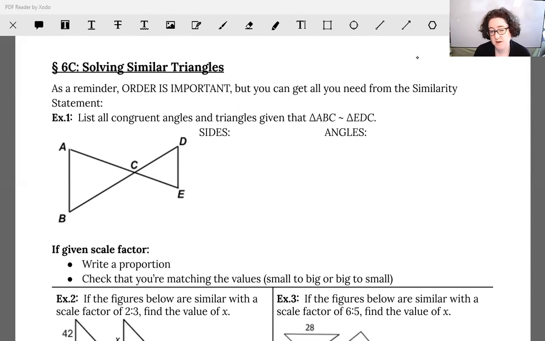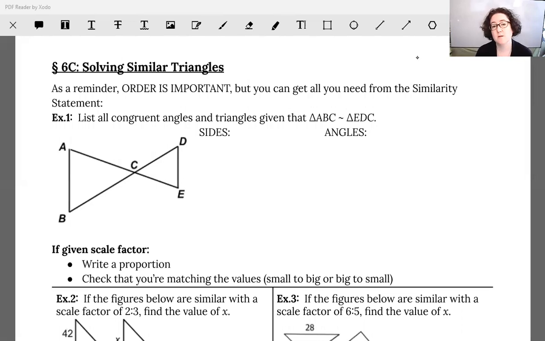Sometimes they're twisted around on us. Sometimes they're straight reflected from each other. And it really just depends on what the setup is in the diagram. In this example, we're given that triangle ABC and triangle EDC are similar. And so, kind of like with congruent triangles, it's not a bad idea to use our diagram to our advantage.